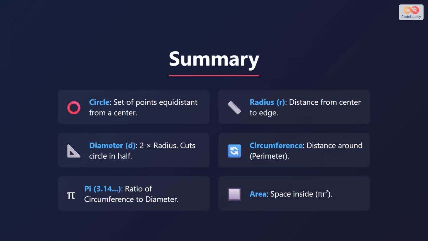To summarize what we have learned, a circle is a set of points equidistant from a center. The radius is the distance to the edge, and the diameter is twice that length. The circumference is the distance around the outside, related to the diameter by the constant pi. And finally, the area is the total space inside.